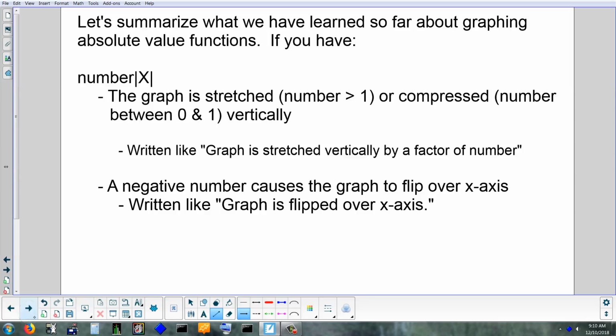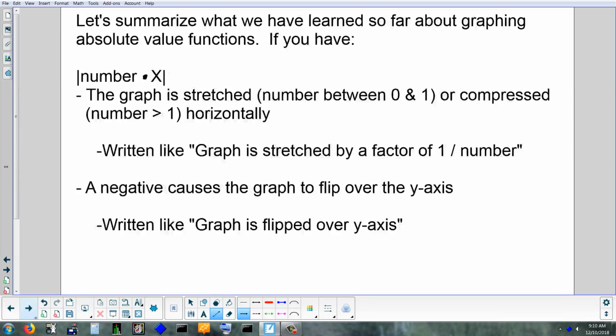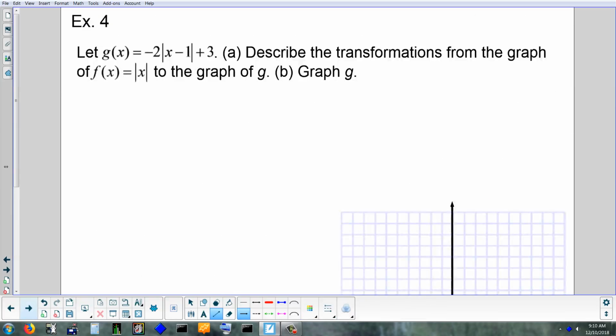I'm going to skip that because we've done it. We're going to skip to the last one. So example 4. All I want to do is describe the transformations. I'm not going to graph it. Again, if you're not sure, flip over to the front side of your notes.